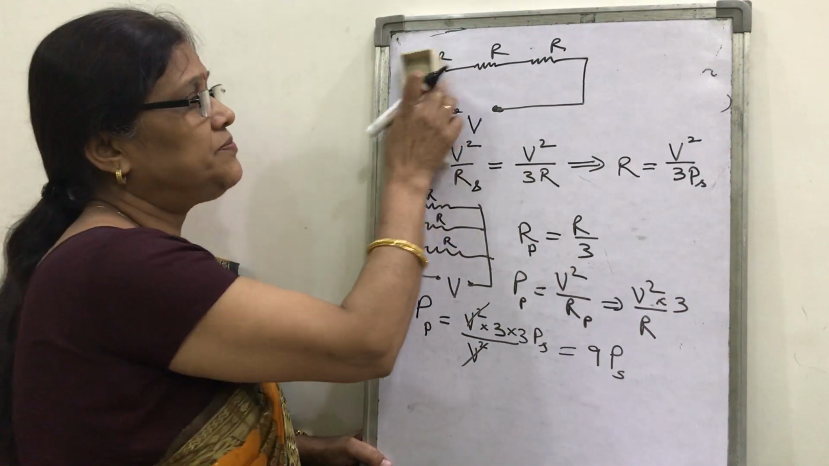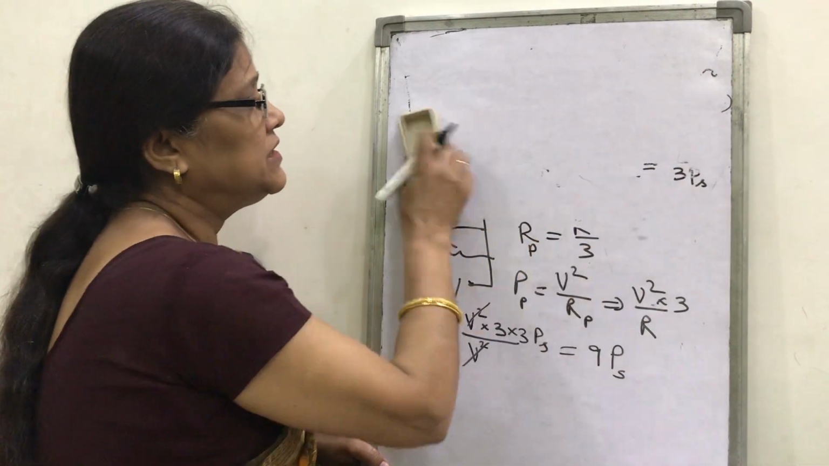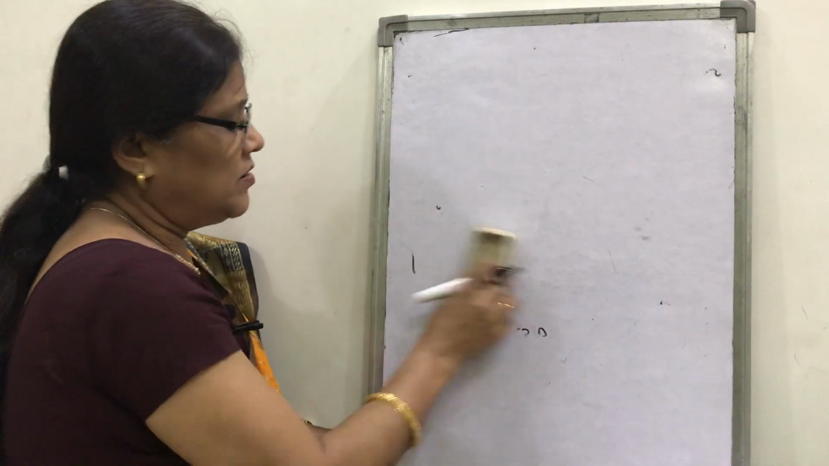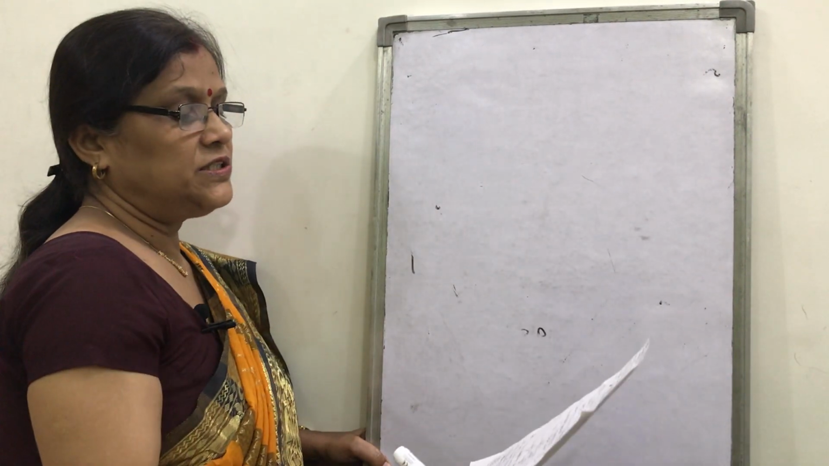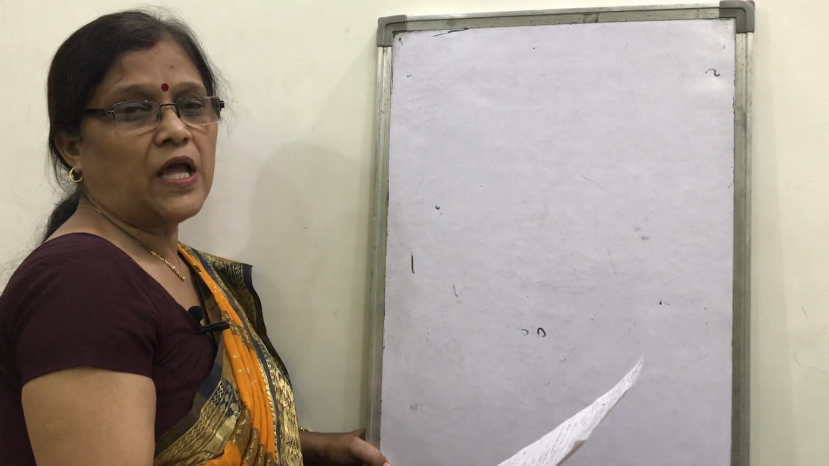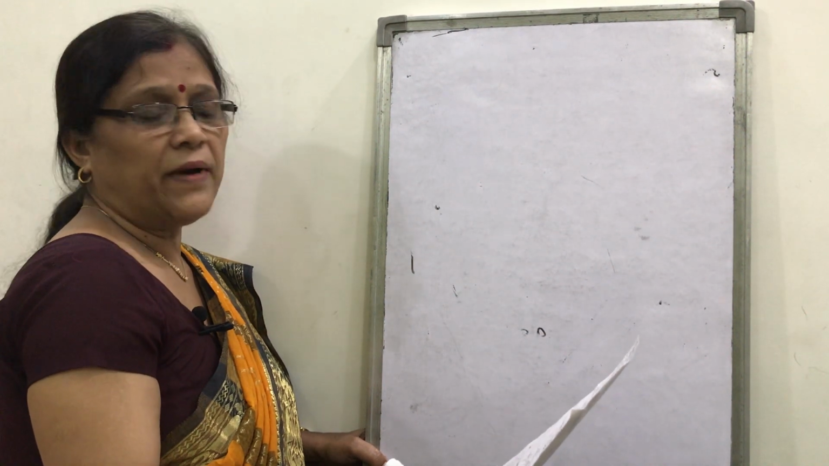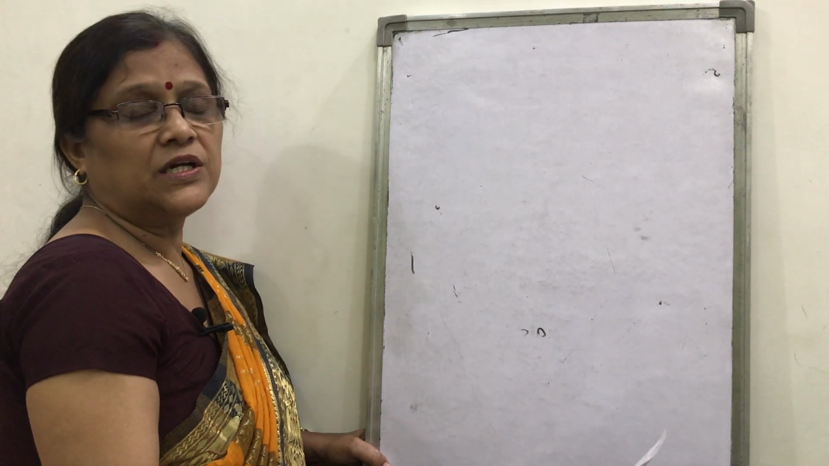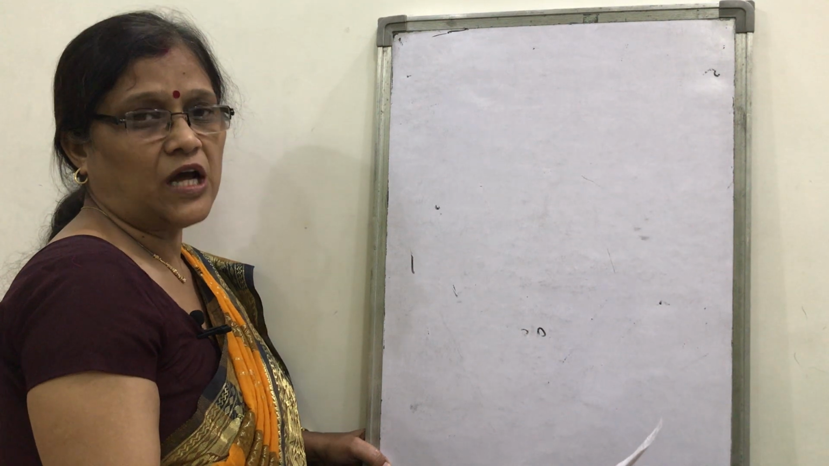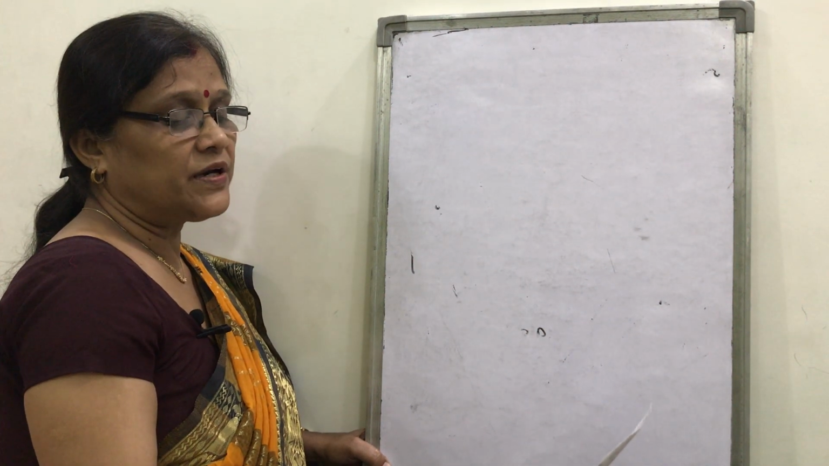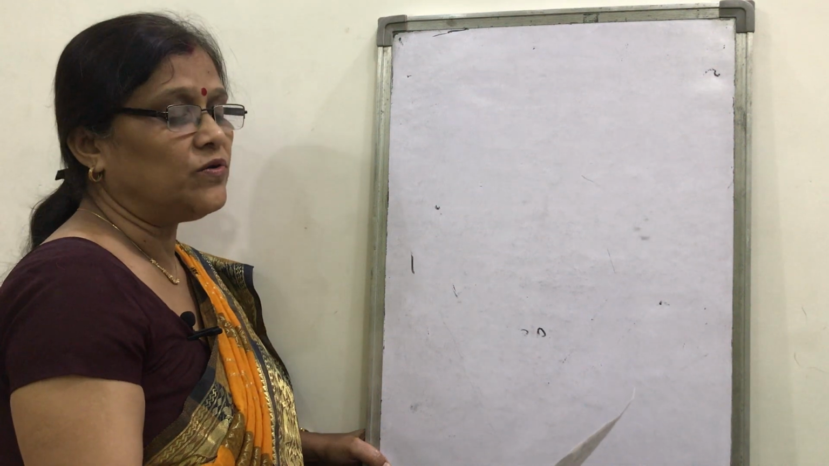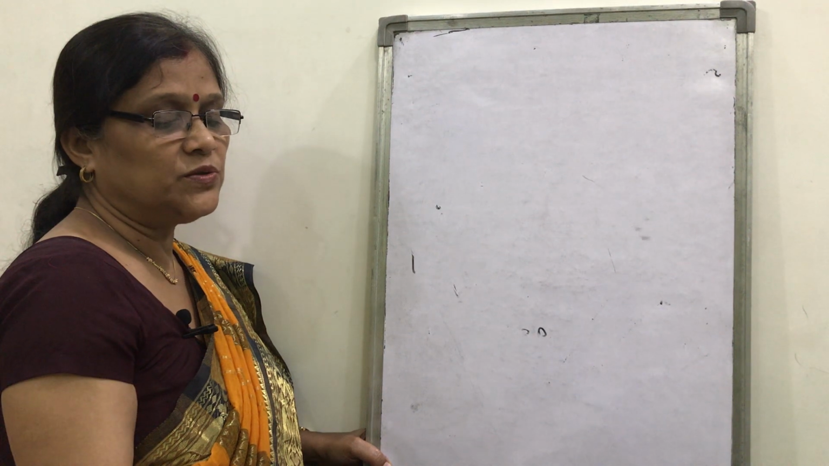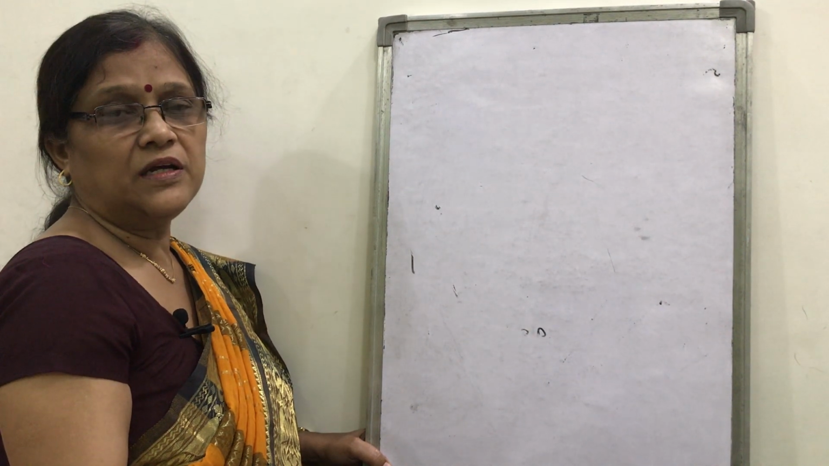Come to the next question. In this question it is given that there is a resistance of 20 ohm and 1 kilowatt power. The maximum power rating of the 20 ohm resistor is 1 kilowatt. I am reading the question. The maximum power rating of the 20 ohm resistor is 1 kilowatt. Can you use it across a 300 volt DC source of negligible internal resistance?